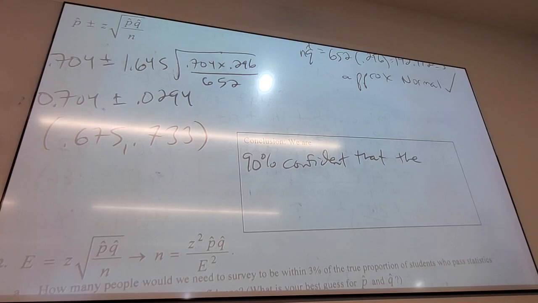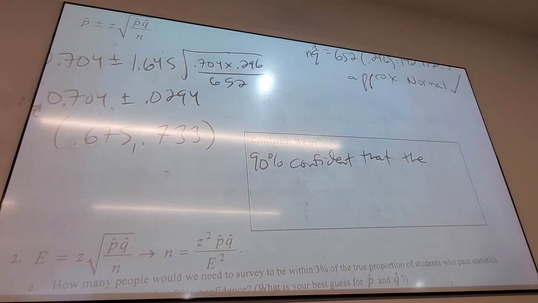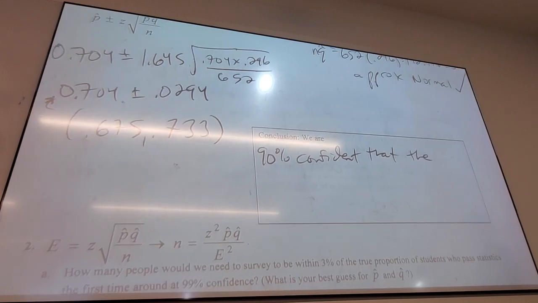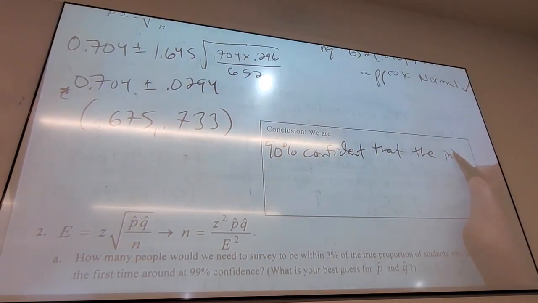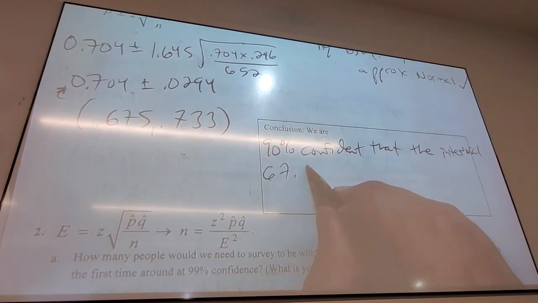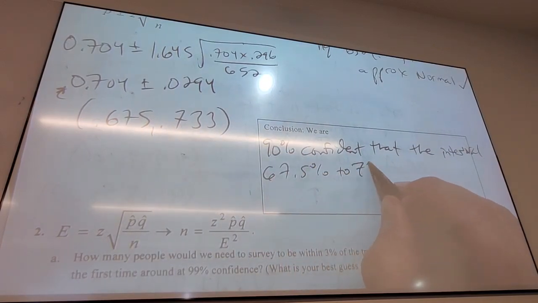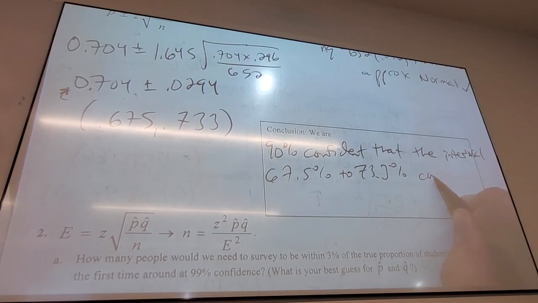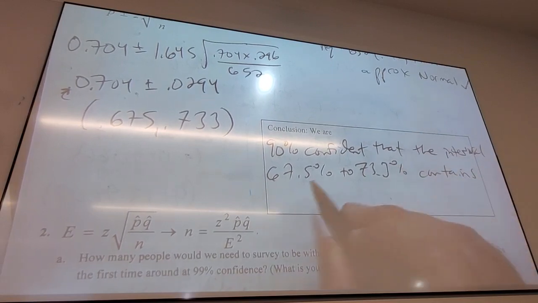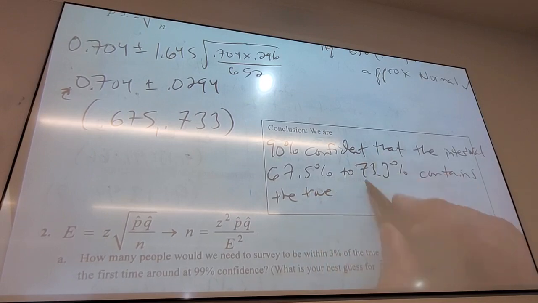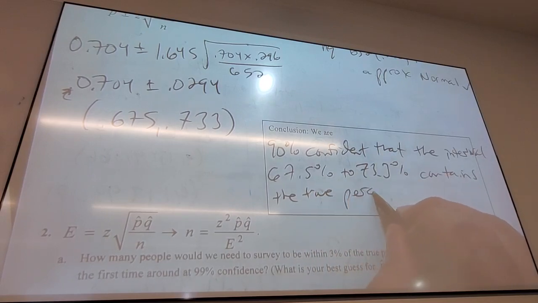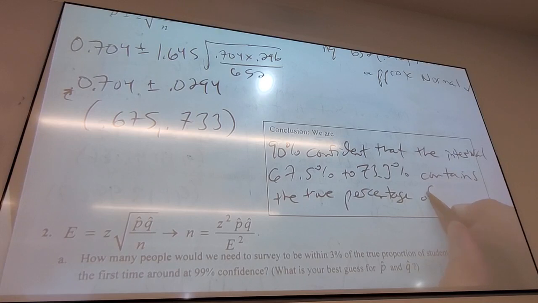Could we also convert our, just move 2 decimals over, right? Yep. So we are 90% confident that the interval 67.5% to 73.3% contains what? 90% of the true proportion of people that we vote. Good. The true proportion or percentage, it doesn't matter, of people.